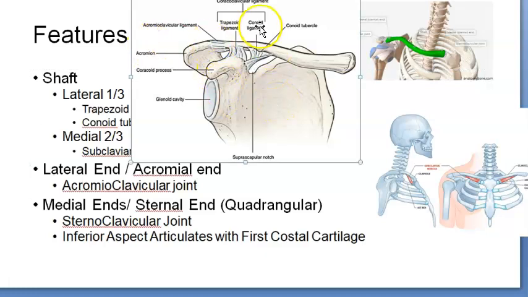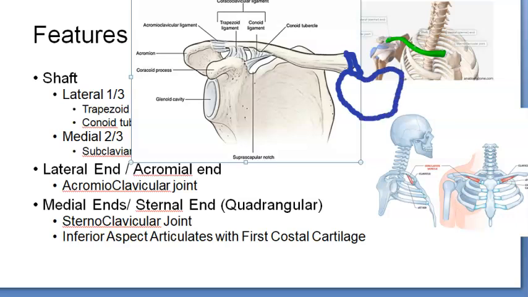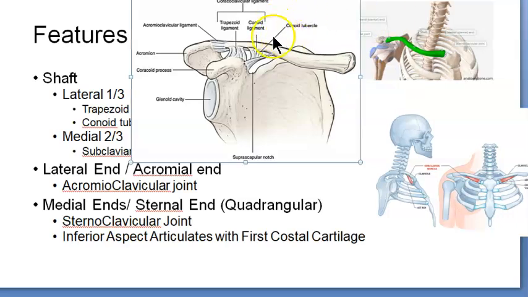Now coming to the medial end. Medial end is also called what? Sternal end. It is quadrangular and it will articulate with the manubrium sterni, right? And it will form the what? Sternoclavicular joint. Okay. And then the first rib is there, right? The inferior aspect of this medial end will also articulate with the costal cartilage of the first rib. So it will articulate with the first costal cartilage.